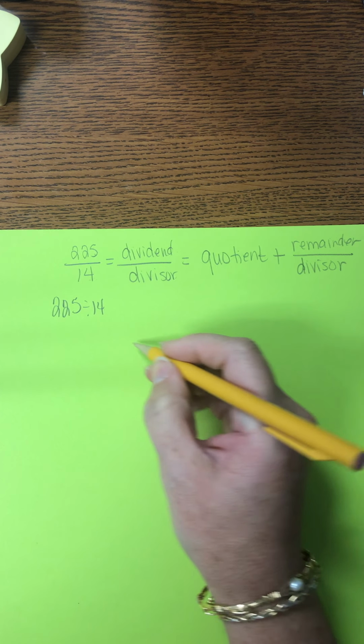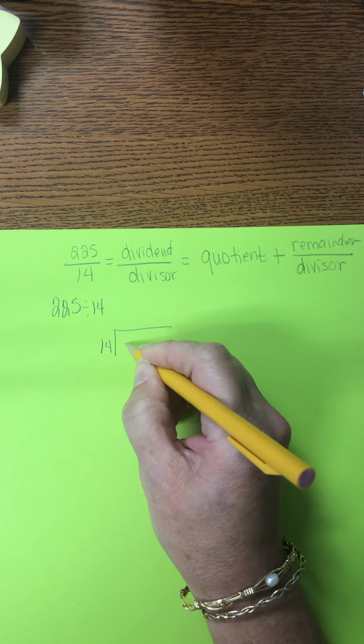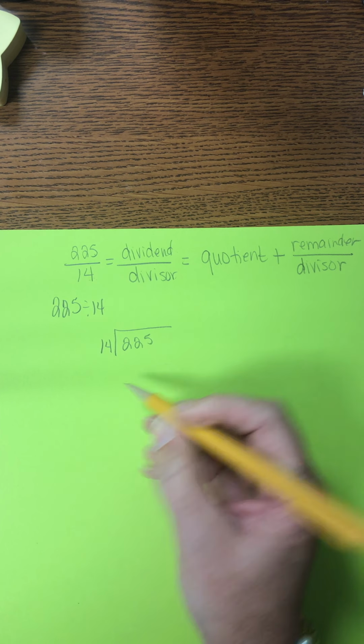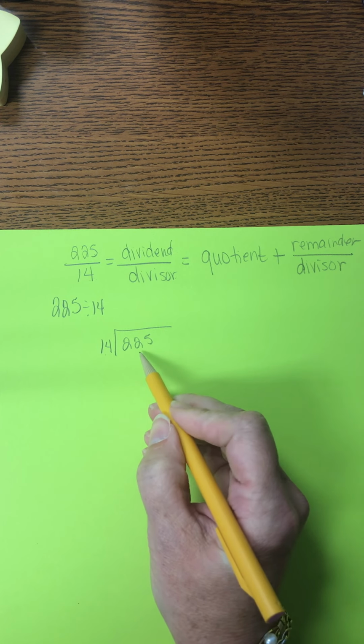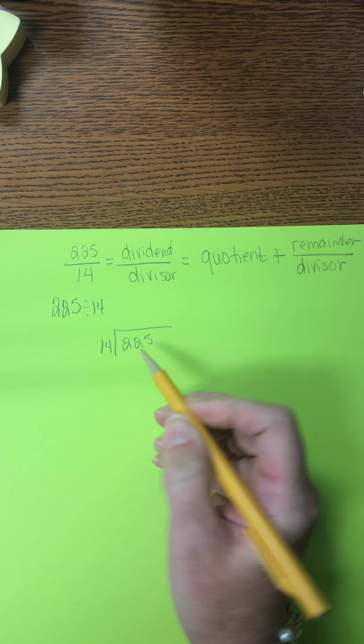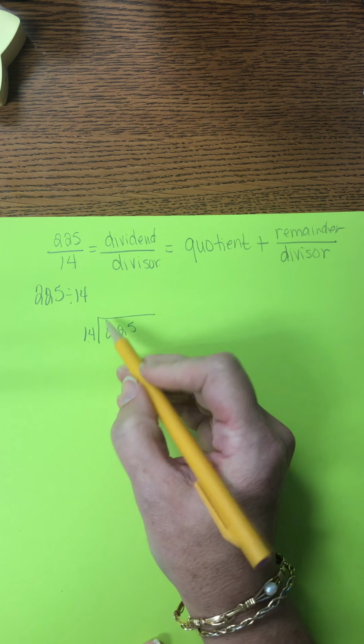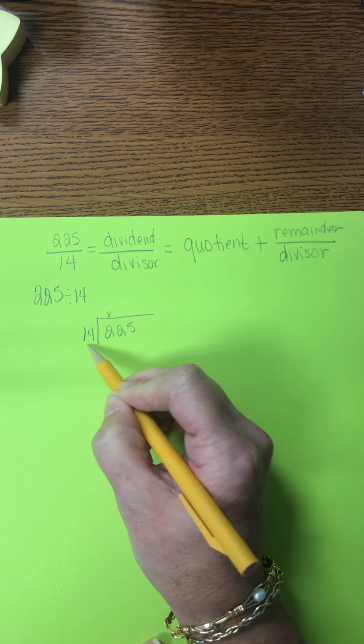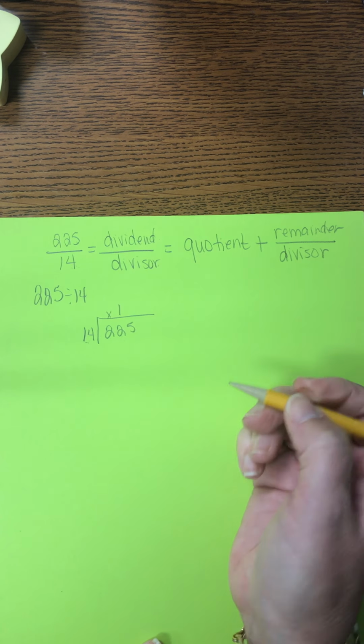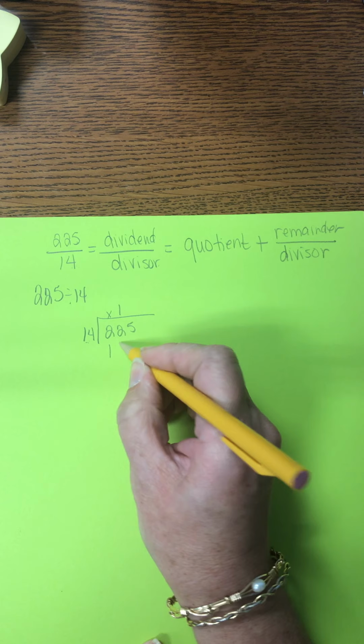Okay, so when I divide and I set up my division problem, the divisor goes outside, the dividend goes inside. So let's divide and see what happens here. 14 will not go into 2, but 14 will go into 22 one time. 1 times 14 is 14.